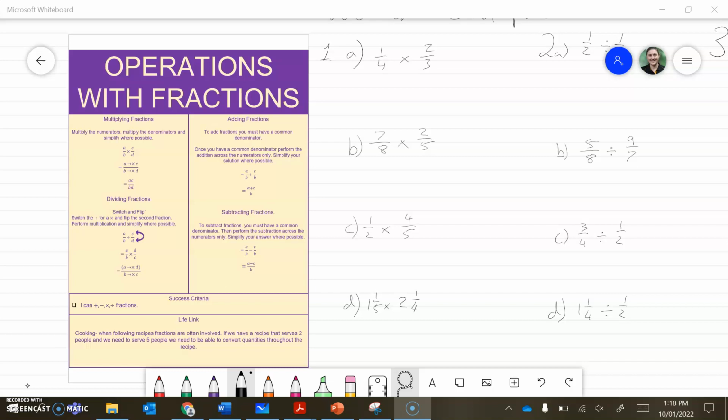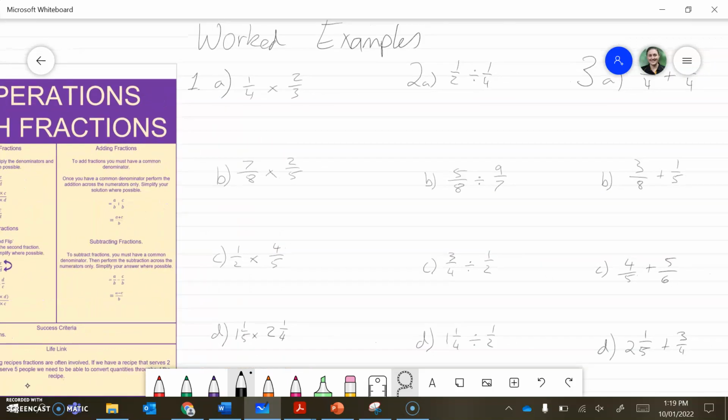So your success criteria is that you can add, subtract, multiply, and divide fractions. And our life link is that often when cooking, when we use recipes, fractions are involved. So if we need to convert quantities throughout that recipe, we need to be able to use our fractions.